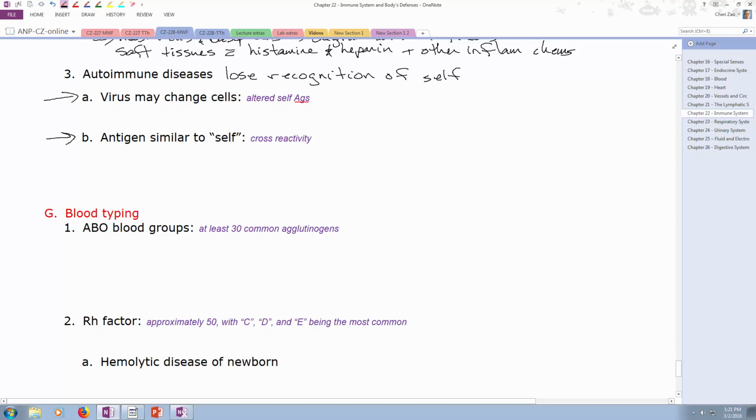So let's first talk about how a virus can actually change a cell. So a virus invades the cell and alters the surface self-antigens, and it invades the cell and gets placed into the MHC1 flagpole, so to speak, and that now indicates that the self cell is no longer the self cell. This is what happens with multiple sclerosis and insulin-dependent diabetes.